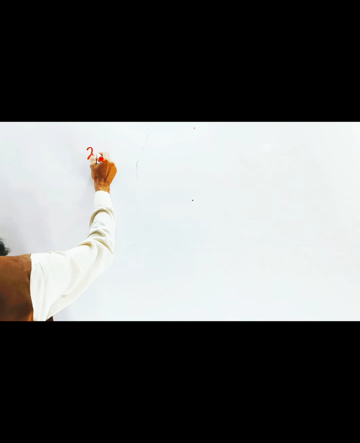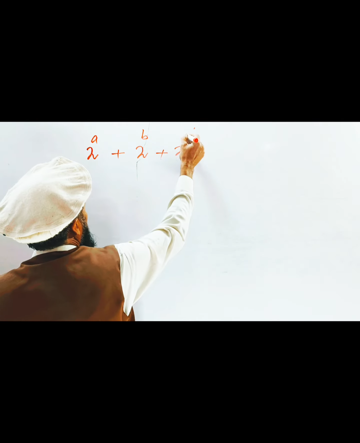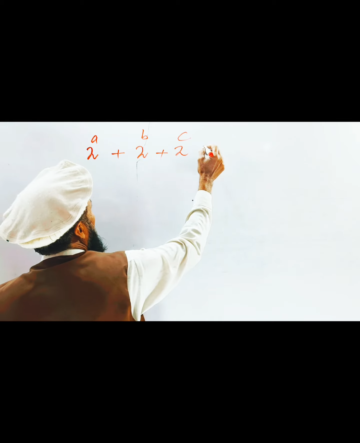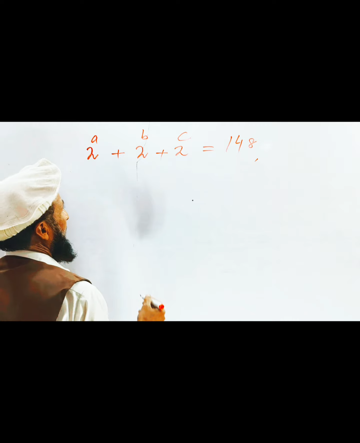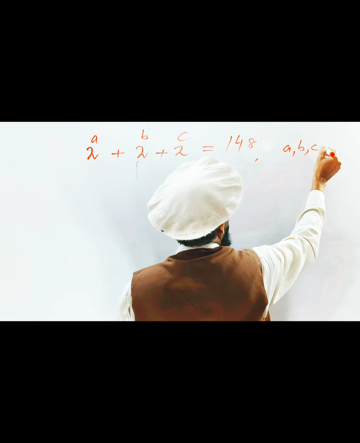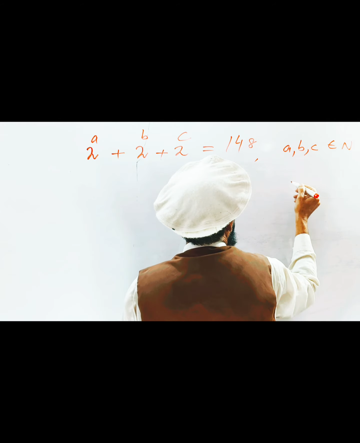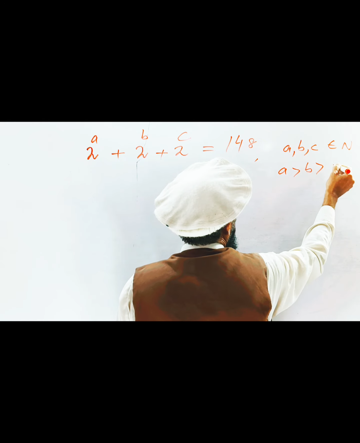Today we have a new exponential equation, a numerical, logical question. So let's start. 2 exponent of a plus 2 exponent of b plus 2 exponent of c is equal to 148. Here a, b and c belong to the natural numbers, and a is greater than b and b is greater than c.